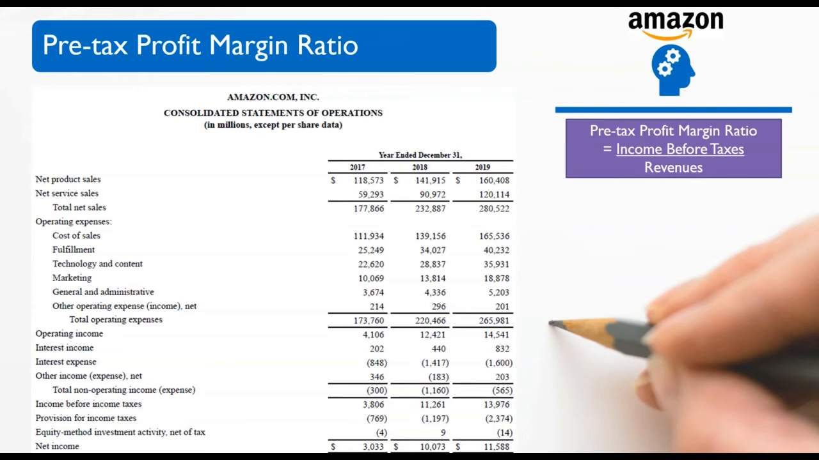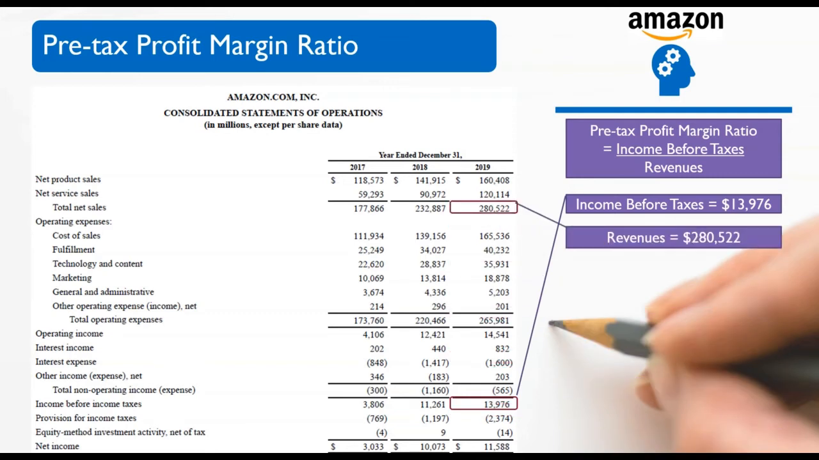This ratio is simply calculated by taking income before taxes and dividing that by its revenues. Here, we notice that Amazon has income before taxes of around $14 billion. Revenues for the year was $280.5 billion. Once you take income before taxes over its revenues, we come up with a pre-tax profit margin ratio of around 4.98, or a little under 5.